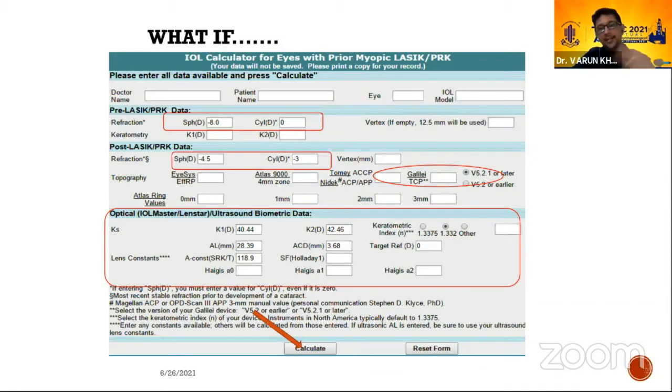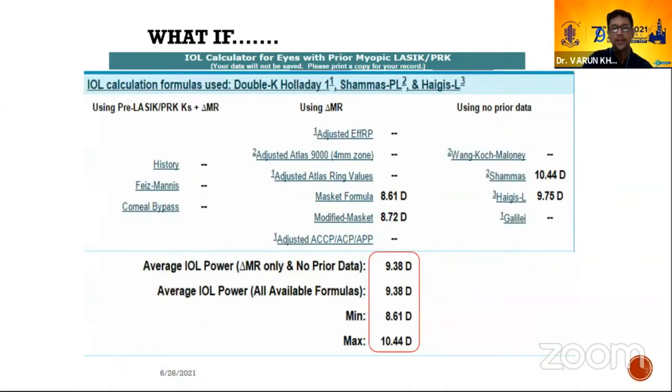And hence, if the flattening is too much, then the deviation from the normative is too much, and then only the IOL Master or only biometric data being used in these cases might not work. So here it has worked because the flattening is less. I hope I made that point clear.